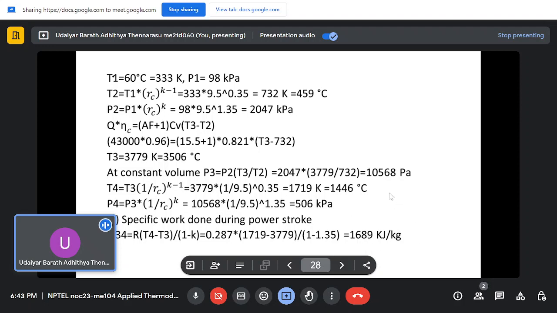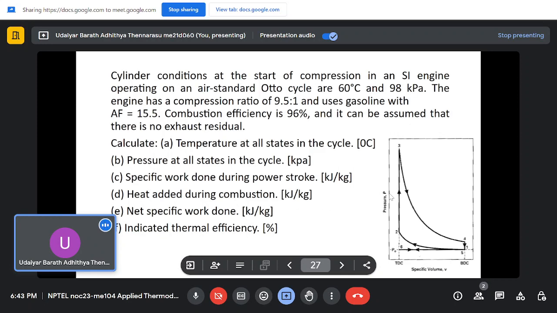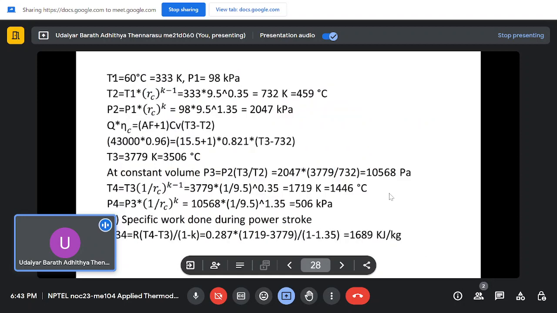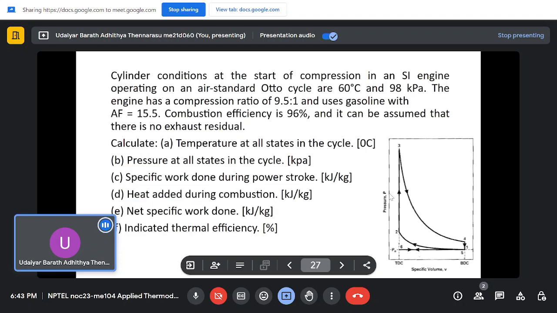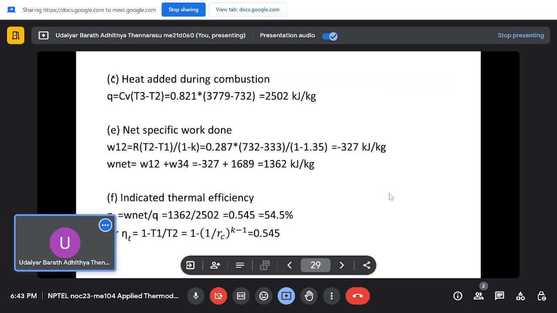So this is the specific work which is being produced in the power stroke. The next question was to calculate heat added during combustion. So heat added during combustion, you can easily calculate. This is specific heat added during combustion: Cv(T3 minus T2). So we'll get 0.821 into 3779 minus temperature T2, which is also known, 732. We'll get 2502 kilojoule per kg.